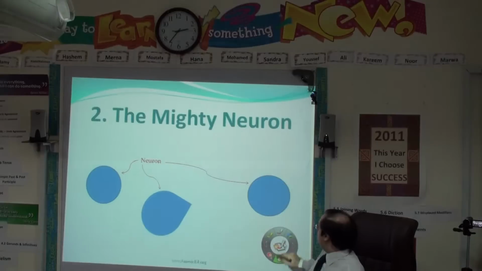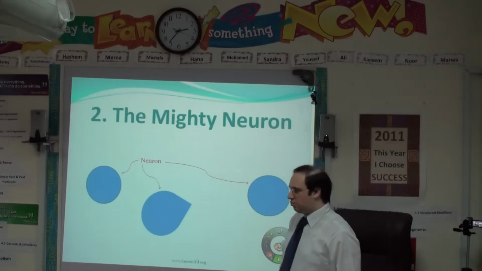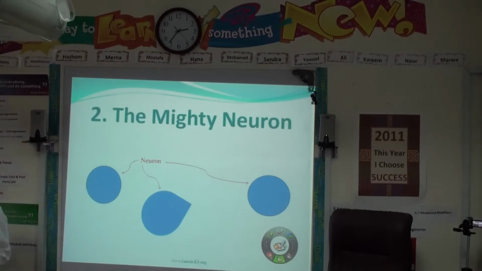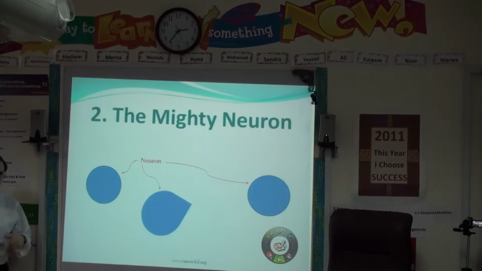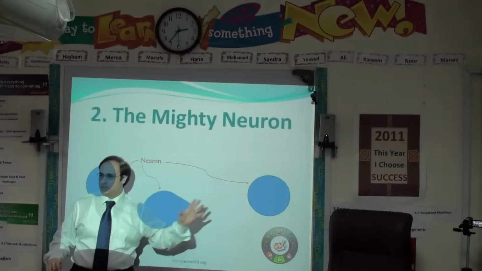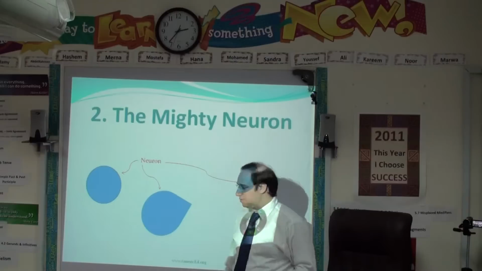Now, let's introduce the mighty neuron. Our neurons are the building blocks of our brains. In this diagram, we just have 3 neurons to show you what neurons look like, and what the relationship between them is. Our brains have billions of neurons. This is just an example. These little things here are called neurons.